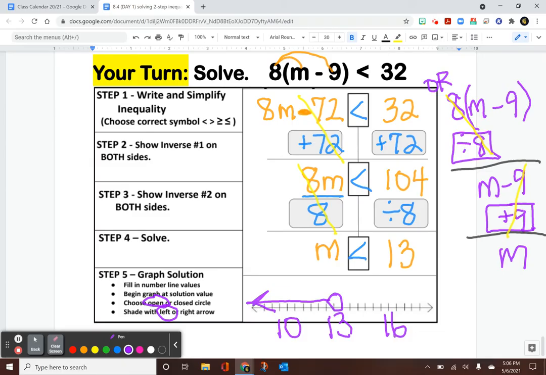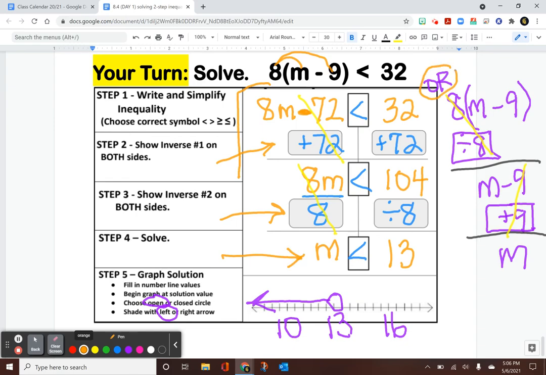So I do have it shown two different ways depending on which option you chose. If you chose distributive property, you're looking inside this space here. First inverse would have been add 72. Second inverse would have been divide by 8. Solution set would have been all numbers less than 13.